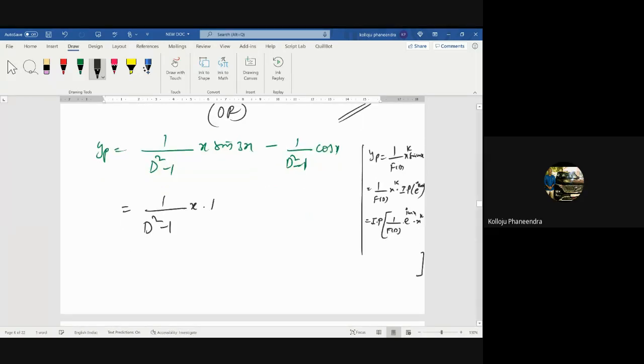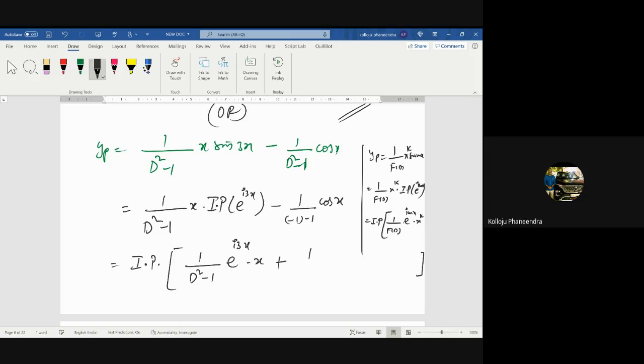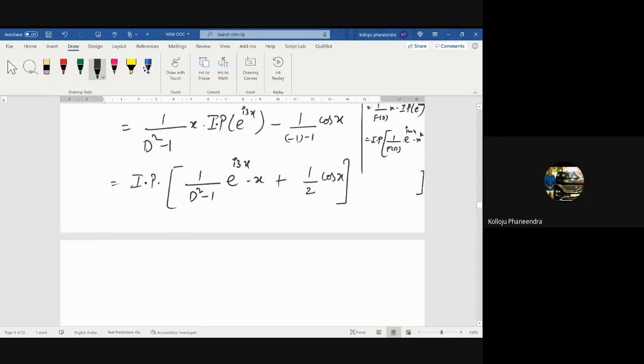So x into sin 3x, what can I write? This is the imaginary part of e to the power of i3x into x, and this is as usual. Then this can be written as the imaginary part of 1 by d square minus 1 e power i3x into x, minus plus 1 by 2 cosine x. Got it? Now what is the model of this one? What is the model of this part? e power ax into v of x, model.